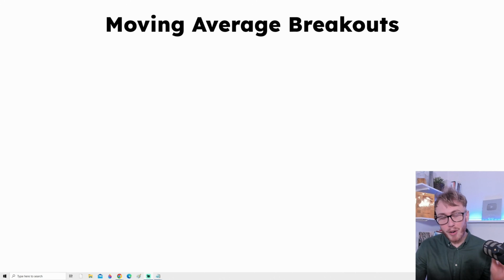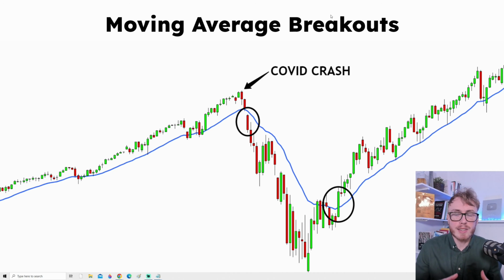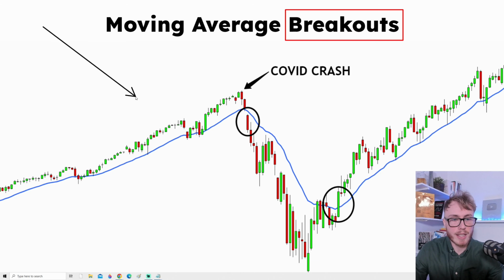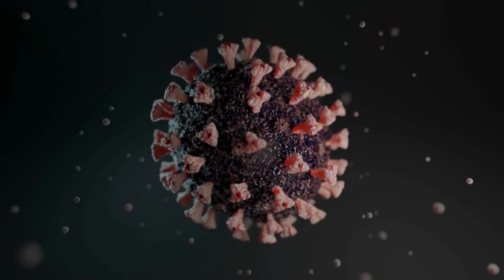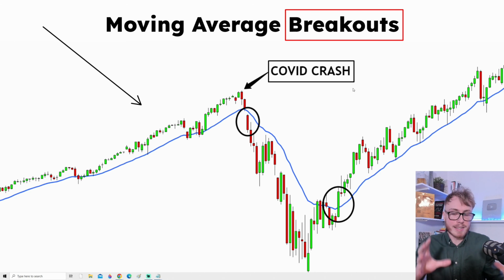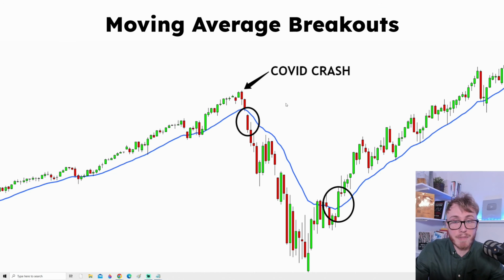Alright guys, so now we are finally ready to talk about moving average breakouts. And the first thing we have to understand is, what do we mean when we talk about breakouts from moving averages? Well, let's take a look at this chart right here. This chart right here was actually the stock market crash that happened during COVID. And I think that this is a great example to demonstrate what a true moving average breakout actually is. A moving average breakout is, in very simple terms, when the price clearly crosses below a moving average or clearly crosses above. So these 2 points right here are clear examples of breakouts.